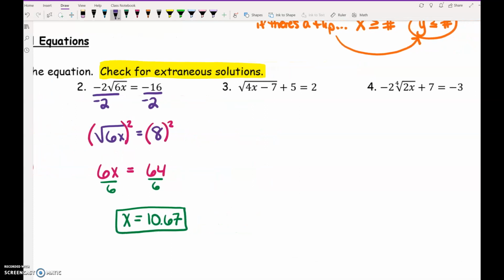What do we need to do first in number 3? Subtract 5. So the square root of 4x minus 7 equals -3. What do we need to do next? Square both sides. And I'm actually going to rewrite this down here. I'll show you why later.